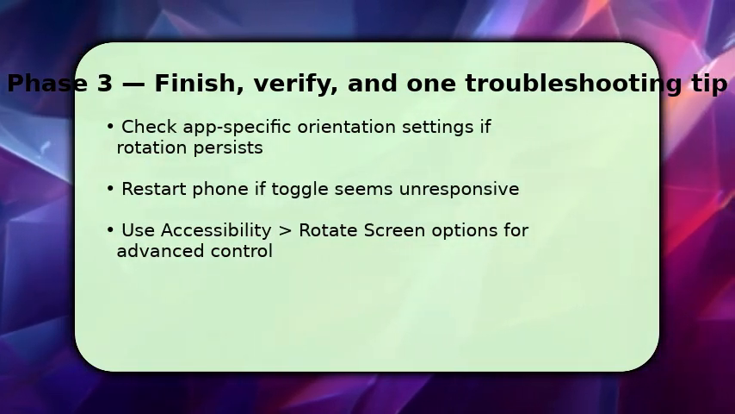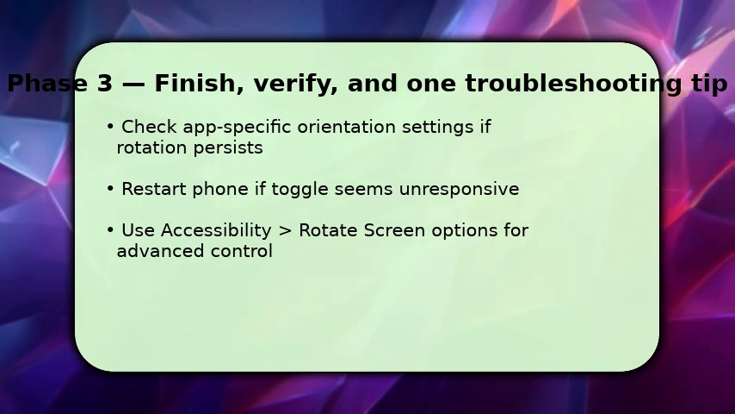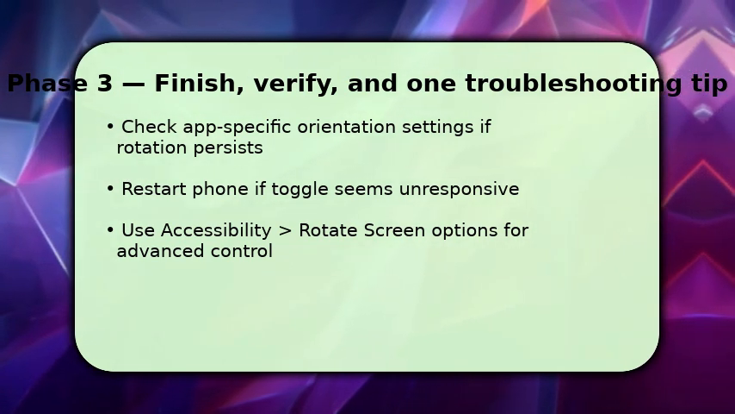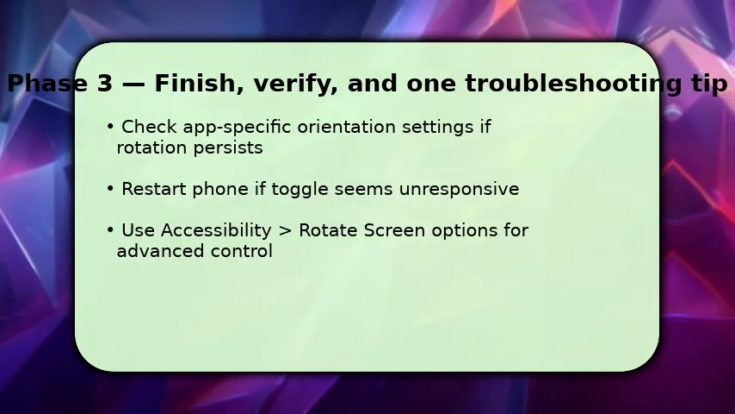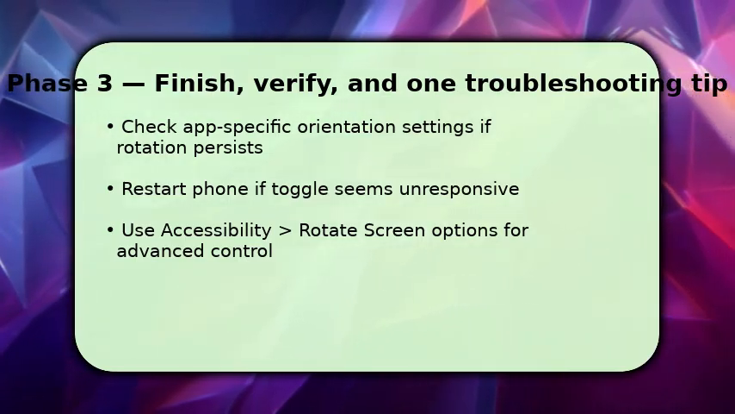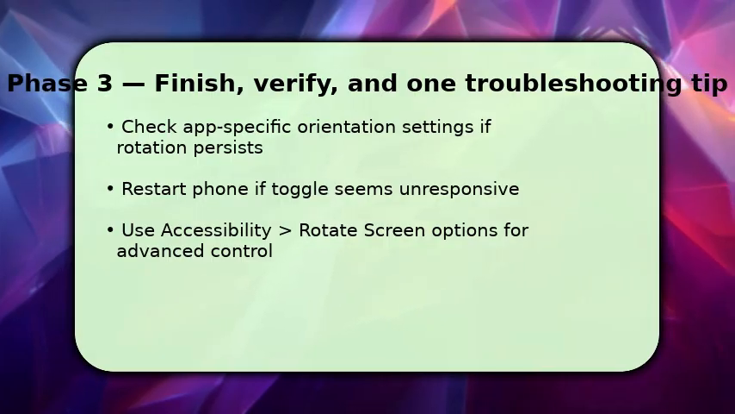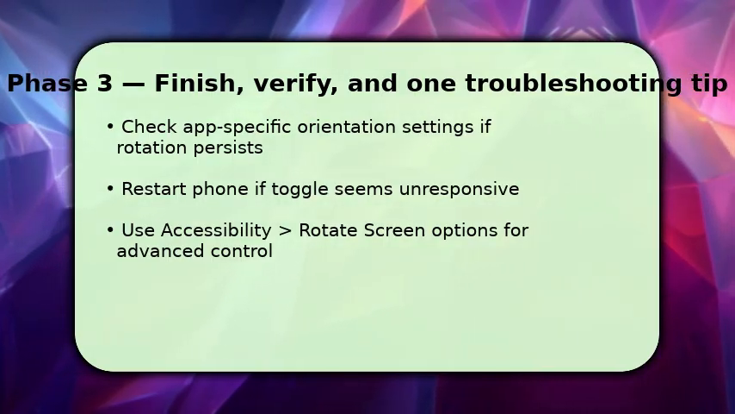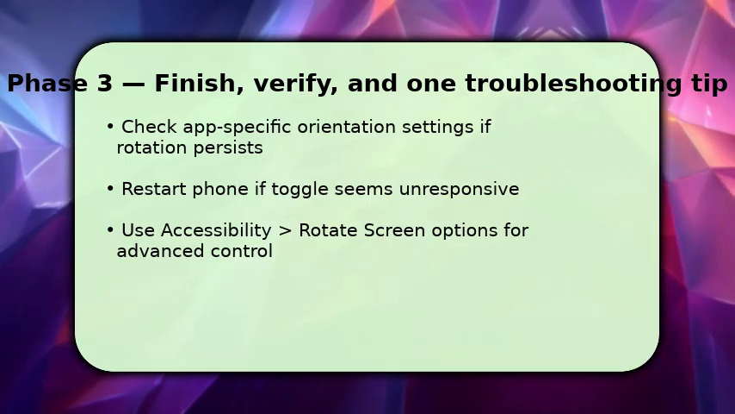Some video or mapping apps override system rotation. Open that app and disable its internal rotation option. If the toggle looks stuck, restart the phone to apply the change cleanly. Make sure software is up to date. OS bugs can affect rotation behavior.